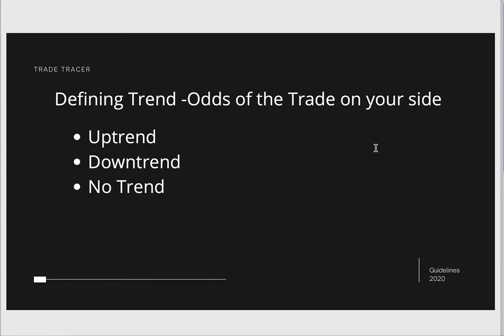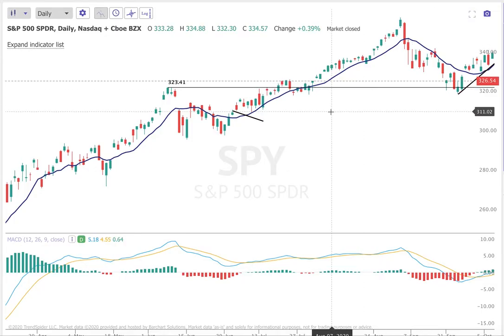I said on Friday, hey, this gap could get filled, but I'm not really interested in the long side. I'm more interested in shorts today. What happened Thursday and Friday? We got paid going short. Okay. Now, no trend, downtrend, and uptrend, we're going to define those right now.